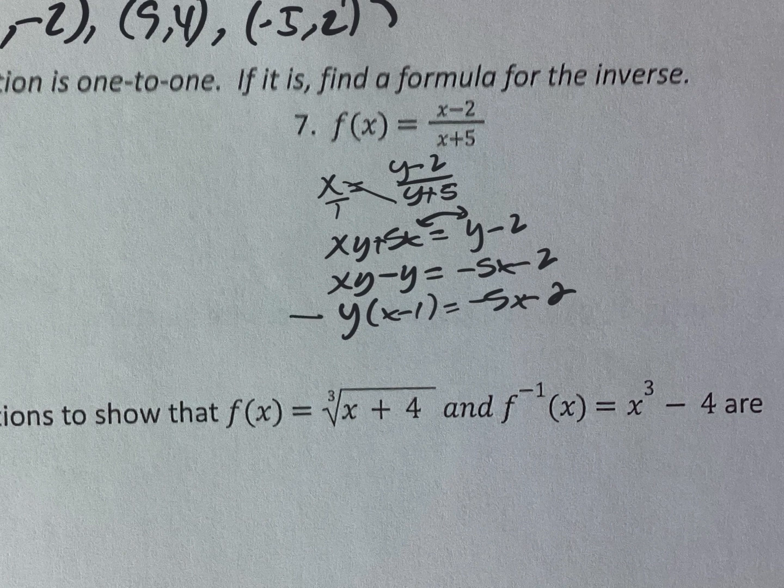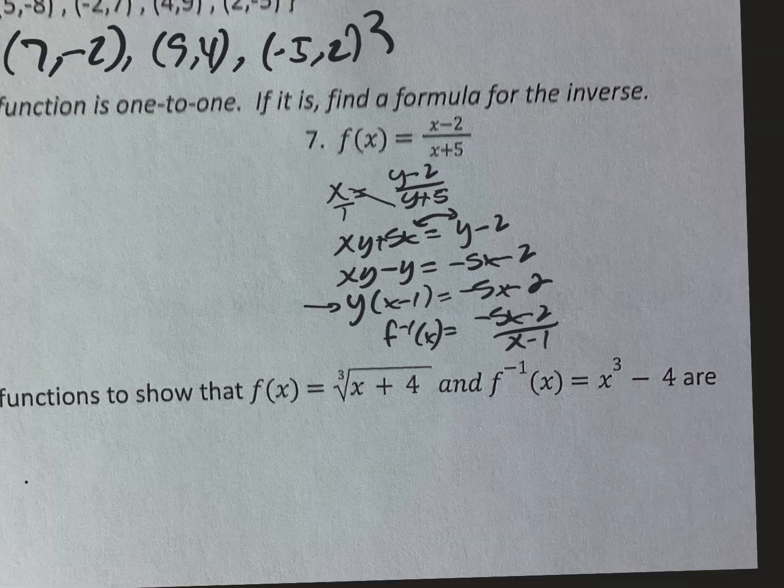Because this side right here says y times x minus 1, the opposite of times is divide. So I'm going to divide both sides by the x minus 1, like that. Because that gives me my y by itself, I'm going to go ahead and replace the y with the inverse of f of x. And that's it.